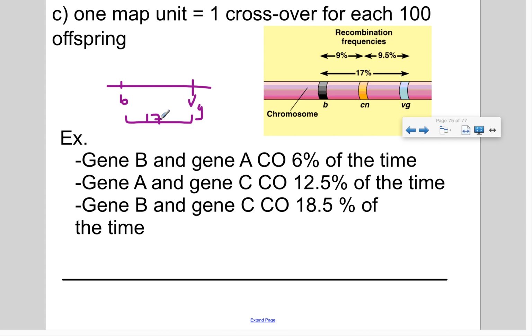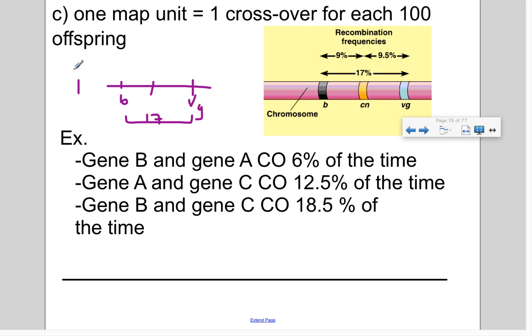Okay, and then if they gave you some more information like B and CN, it's 9% from each other. So that means it could be here or here. We were like, well, I'm not really confident putting it here or here. So if I read the next bit of information, they say CN to VG, well, now I have a relative point where I can pinpoint where CN is exactly. And they give you that CN is 9.5.